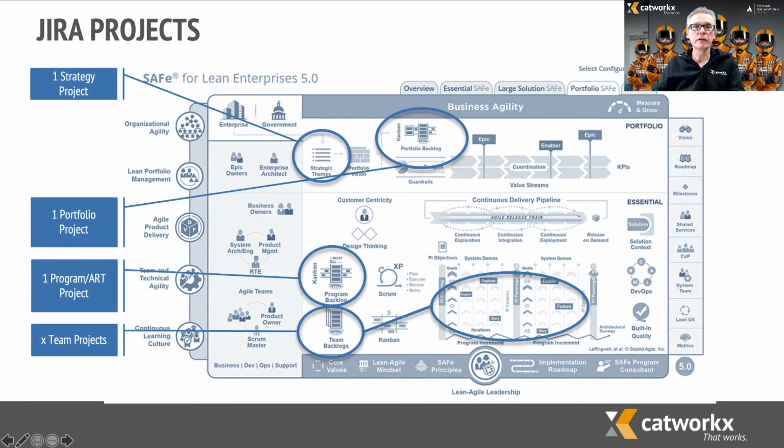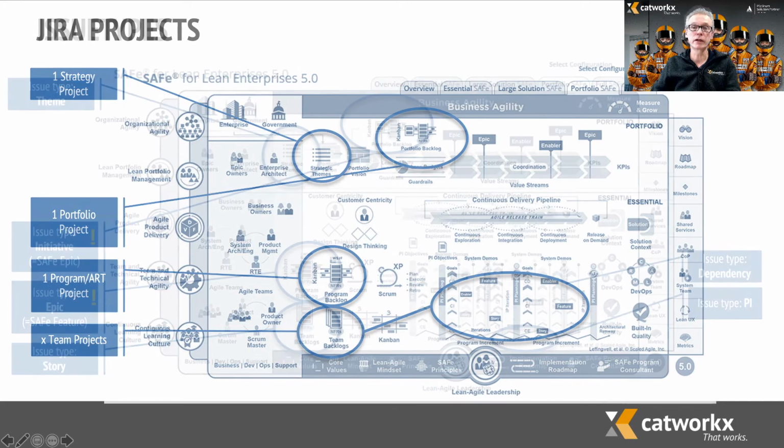To map the different information types, we use a minimum of 4 projects and a variety of issue types. On the team level, we have several team projects to cover the stories and issues for the dev team. We use one program and Agile Release Train project, a portfolio project, and a strategy project.